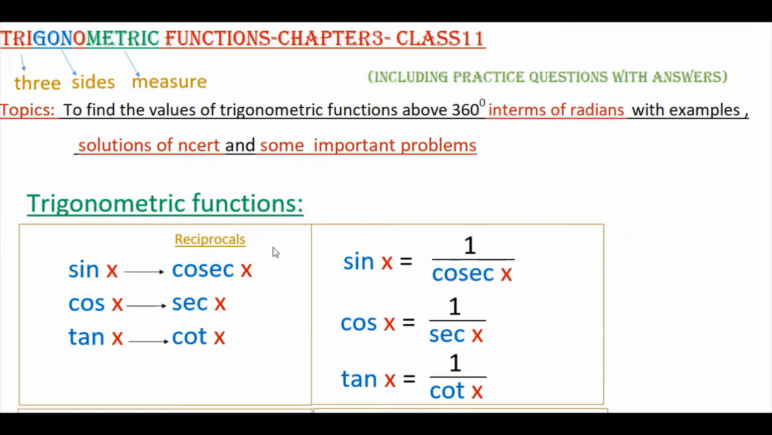We all know that trigonometric functions are sin x, cos x, tan x and cosecant x, secant x and cot x. Out of these, cosecant x, secant x, cot x are reciprocals of the other three. So here sin x is equal to 1 by cosecant x, cos x is equal to 1 by secant x, and tan x is equal to 1 by cot x.